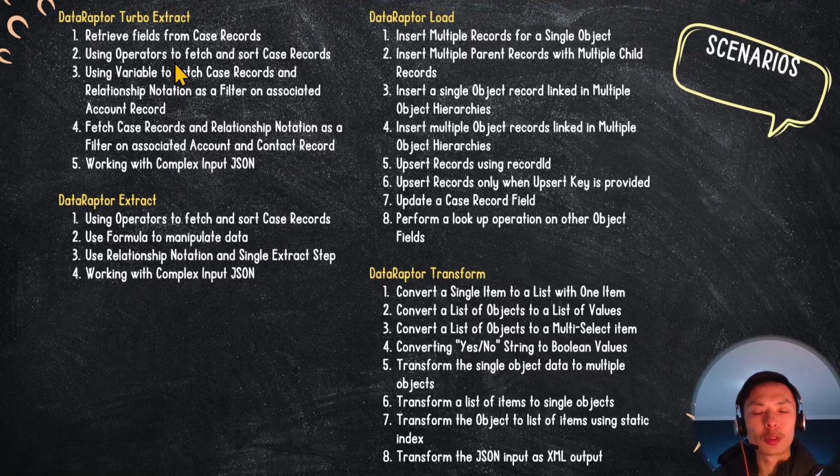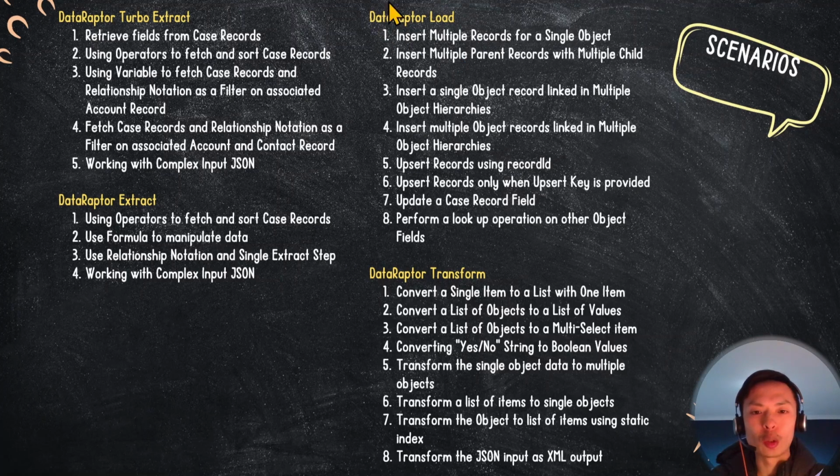We'll start by exploring the DataRaptor Turbo Extract. We'll be diving into how to retrieve fields from case records, utilizing operators to fetch and sort them. We'll also be exploring using variables, relationship notation, and handling complex input JSON. Moving on to DataRaptor Extract, we'll delve into similar concepts as Turbo Extract. Additionally, we'll demonstrate using formulas to manipulate data.